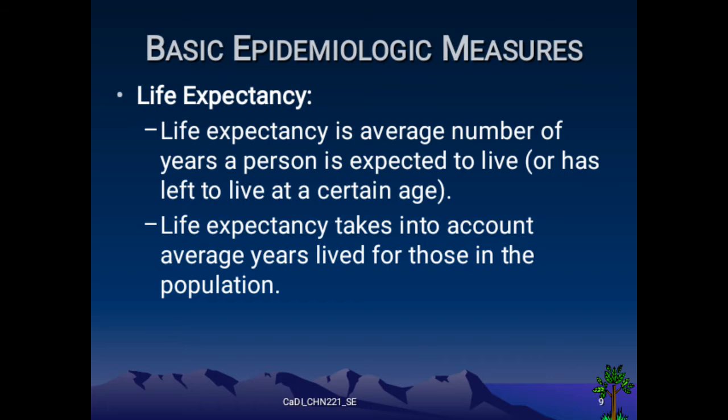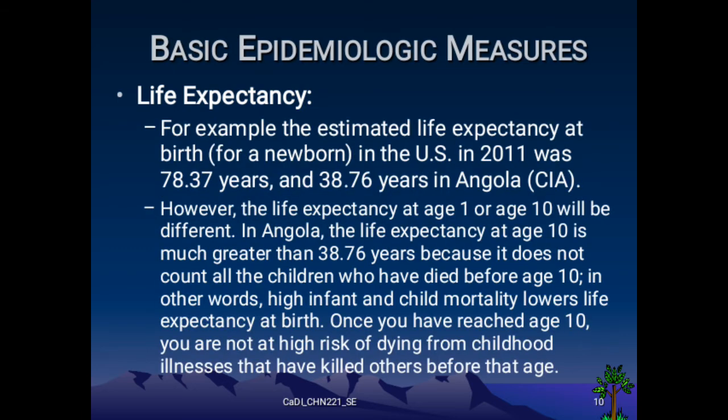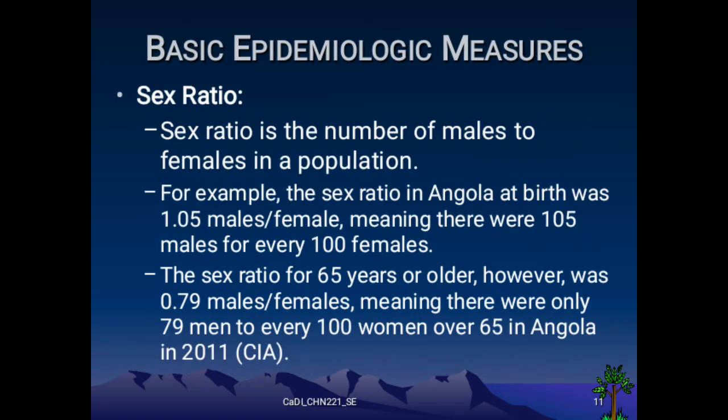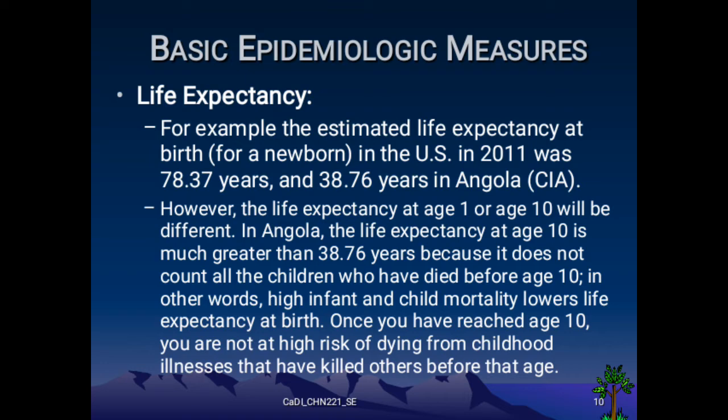Life expectancy takes into account average years lived for those in the population. However, the life expectancy at age 1 or age 10 will be different. In Angola, the life expectancy at age 10 is much greater than 38.76 years because it does not count all the children who have died before age 10. In other words, high infant and child mortality lowers life expectancy at birth.